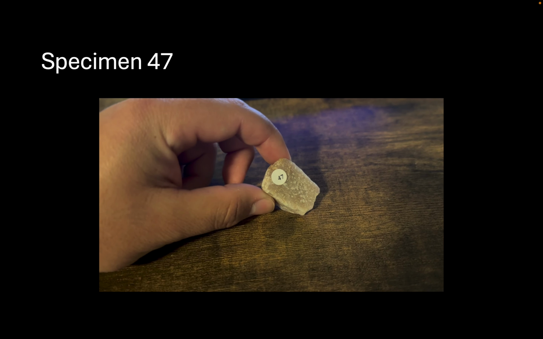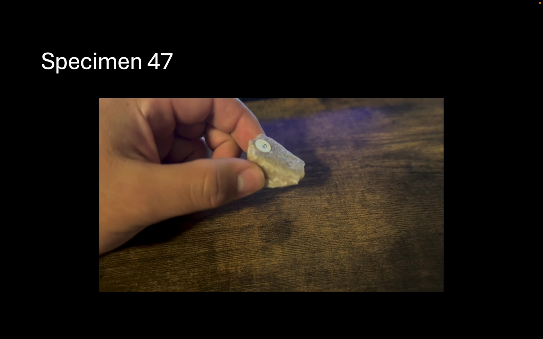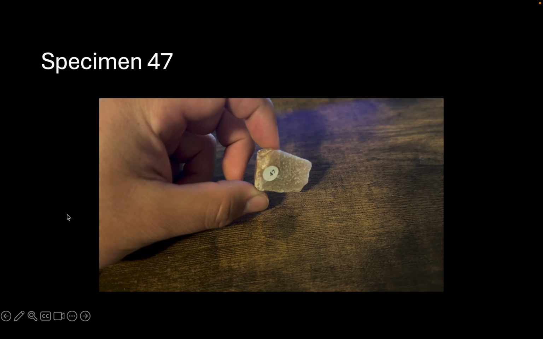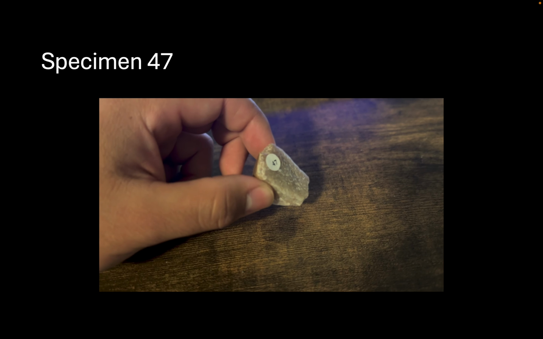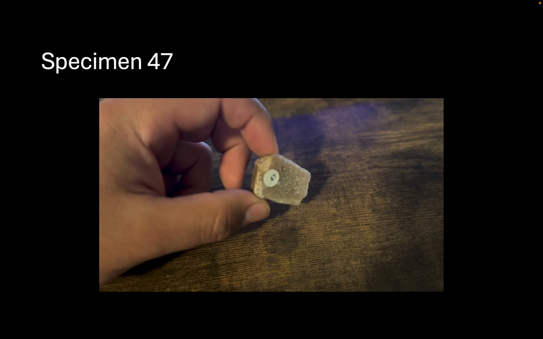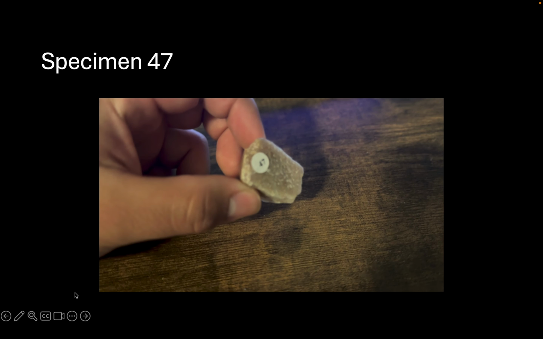Specimen number 47 is non-foliated. It is medium to coarse grained, tightly fused quartz sand grains. I identified this rock as quartzite.